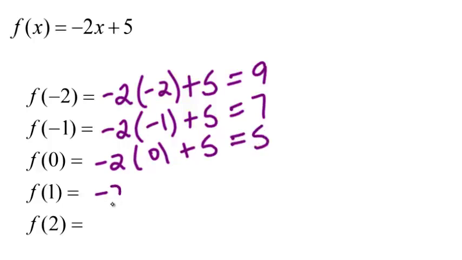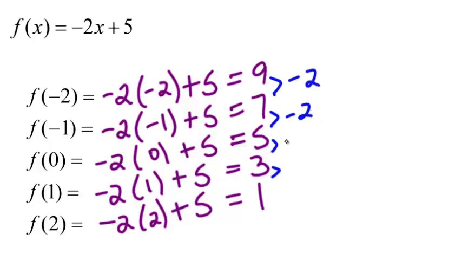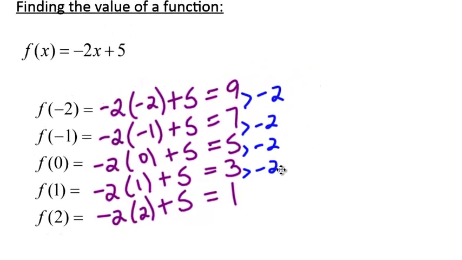F of 1, you should start to see a pattern here now. It's going to equal 3, and then f of 2 is going to equal 1. Okay, now notice in this column of values here, the x's are going up by 1, the inputs I'm using, negative 2, negative 1, 0, 1, 2, and you can see that the common difference here, each time it's going down by 2 each time I go up by 1 input. Okay, and we talked about that.